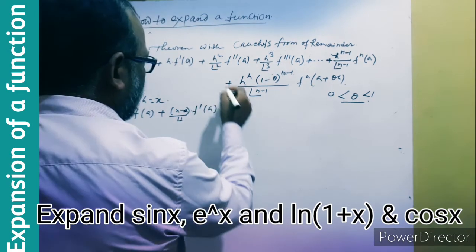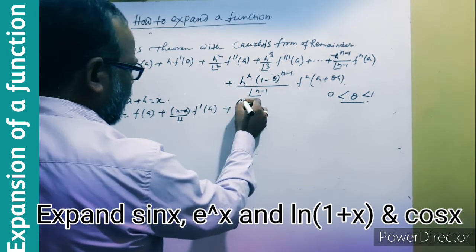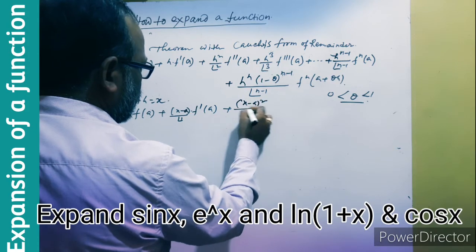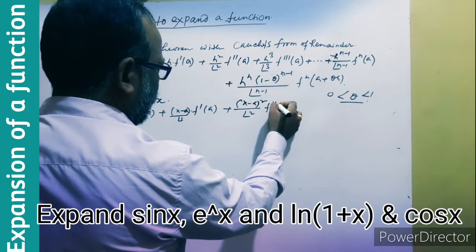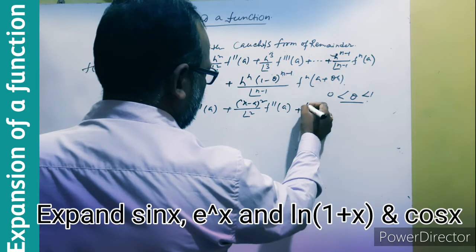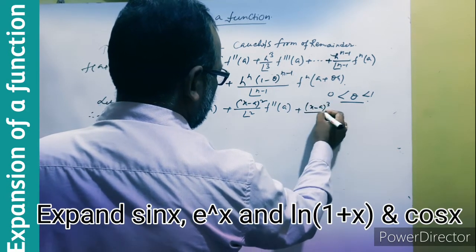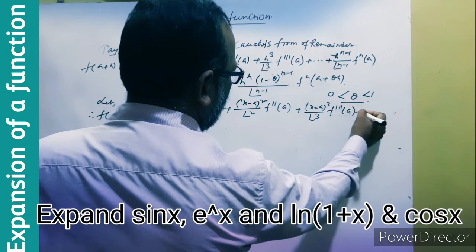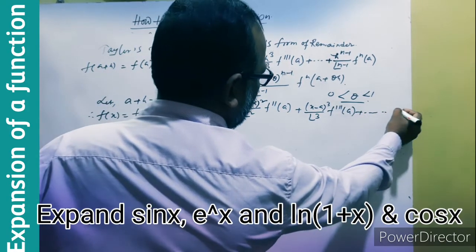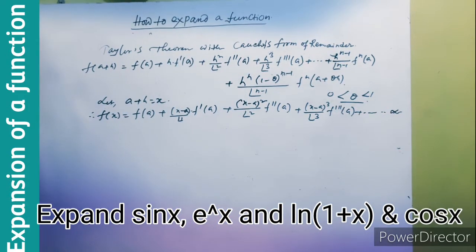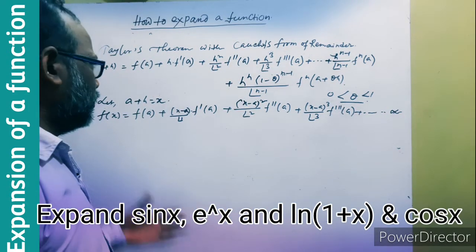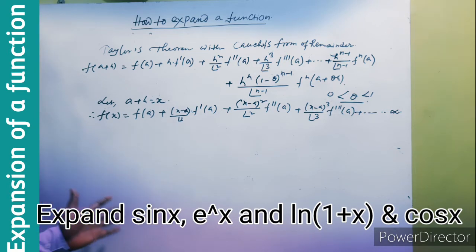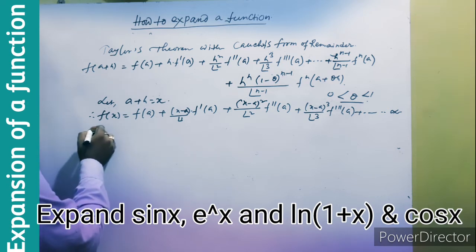Then (x minus a) whole square by factorial 2 and f double dash a. (x minus a) whole cube by factorial 3, f triple dash a, and like that. I only need the expansion here, so I'm not writing the remainder part. Only the three or four terms of this series are needed. Now expand e to the power x in ascending powers of x minus 1.